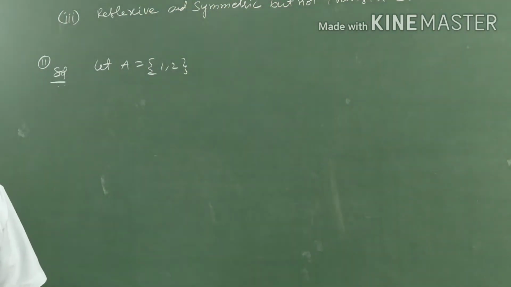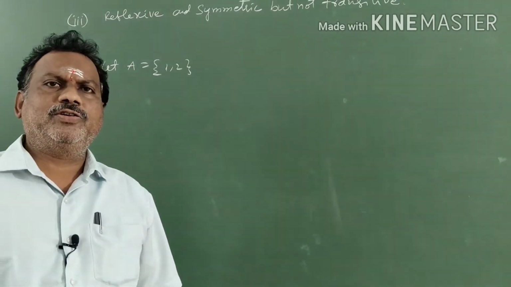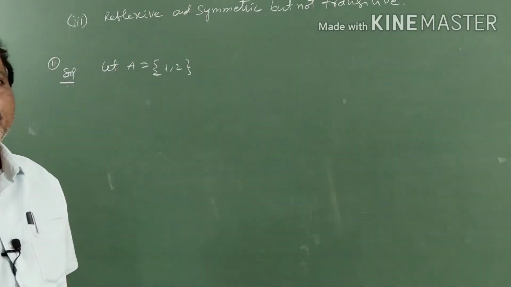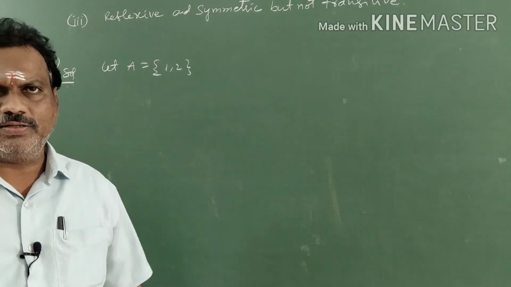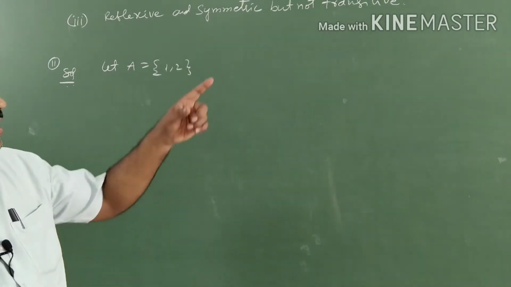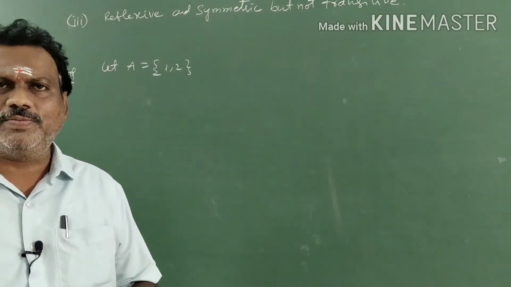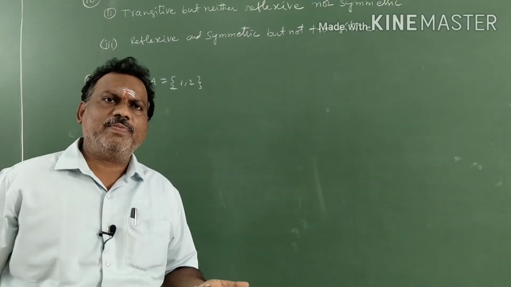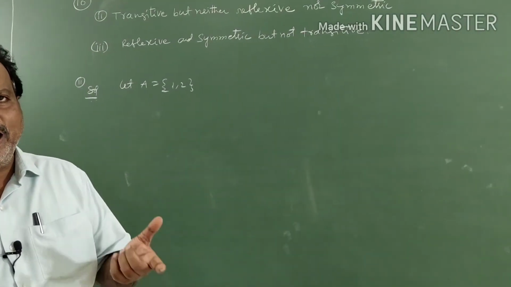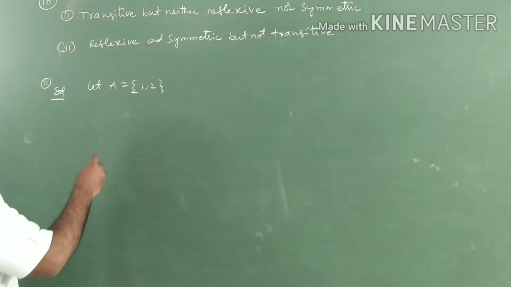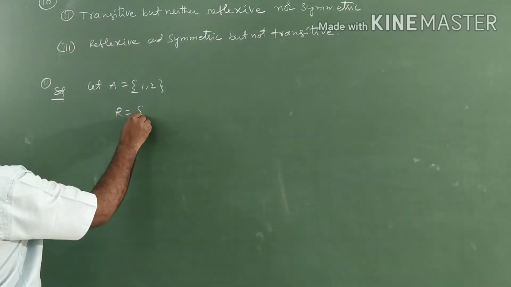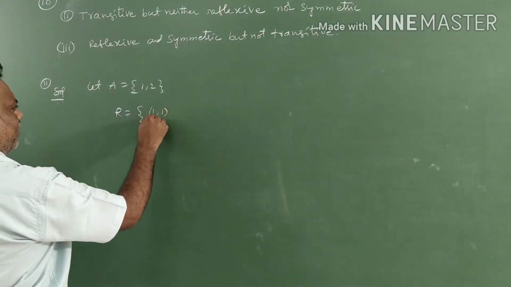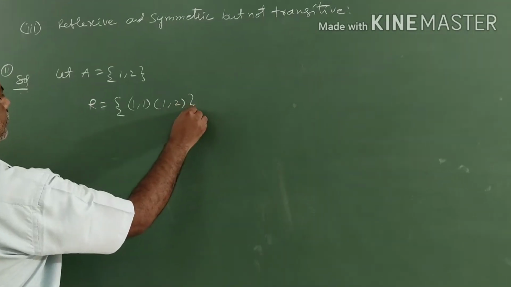Reflexive means, you know very well, each element of A should be related to itself. So you should not take each element, you can take any one element. And also it is not symmetric. Not symmetric means if you take (a, b) belongs to R, then (b, a) should not. Like that you have to assume one example. R equals the set {(1, 1), (1, 2)}.